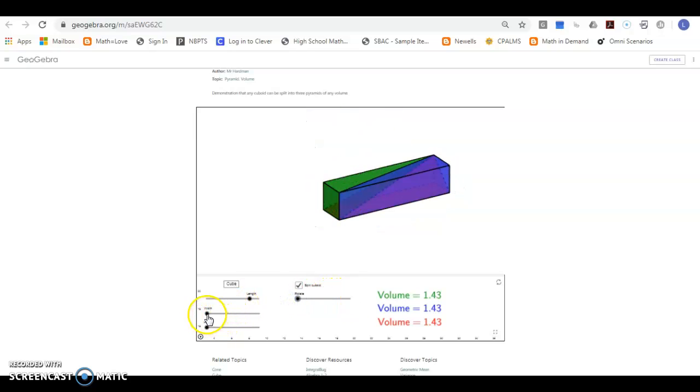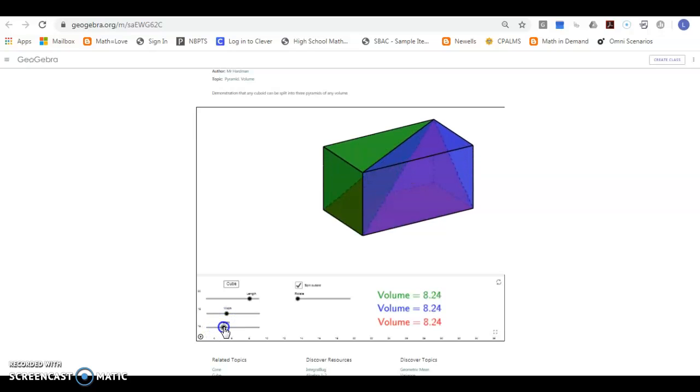Let's put it back and maybe change the width and the height. Okay. So this prism again has its volume divided into equal parts, as represented by the pyramids of different colors.